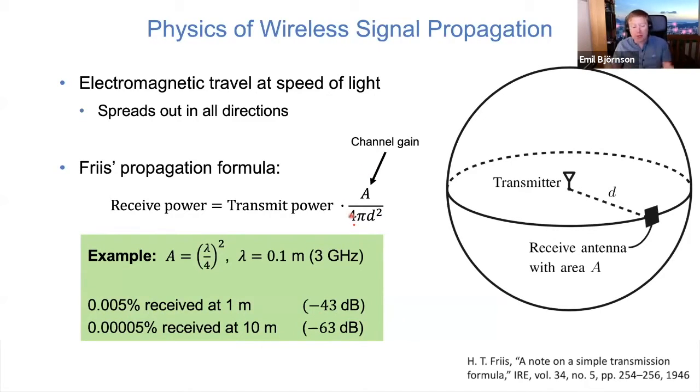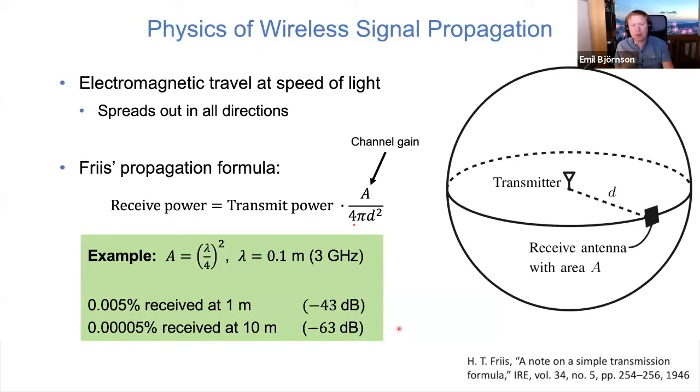And if you move to 10 meters, then you are losing yet another 20 decibels because of the square here. So you're receiving 0.00005%, minus 63 decibels. It's essentially like saying that if you are sending out 2 million pieces of energy, then only 1 of them will be received.